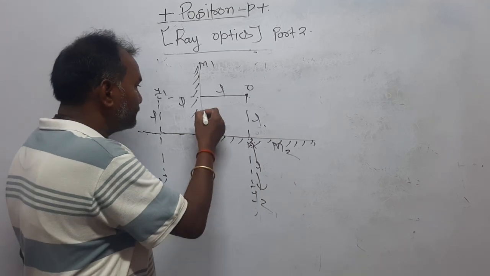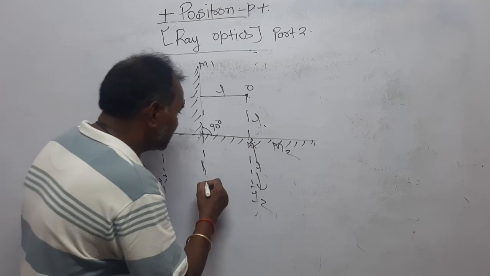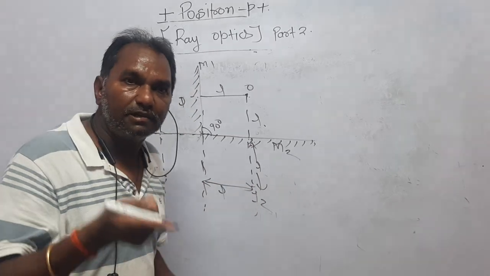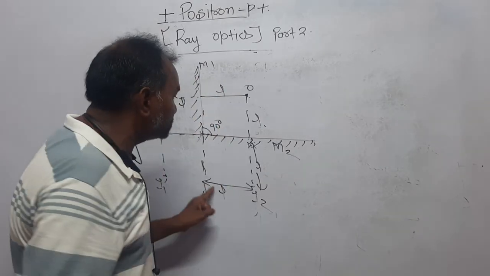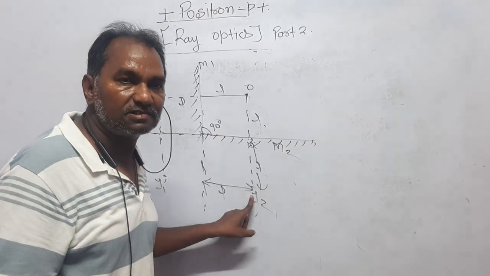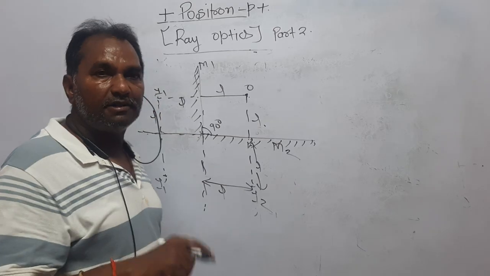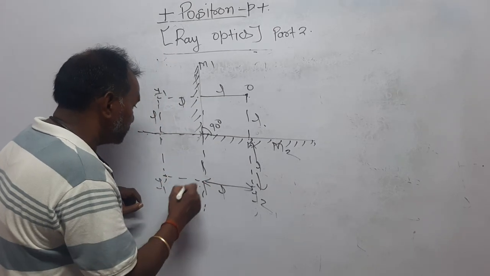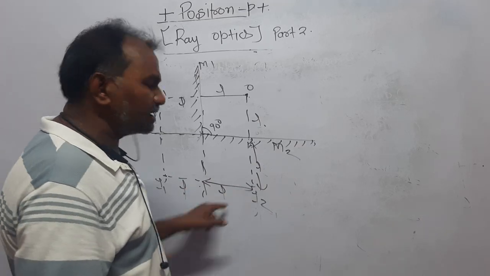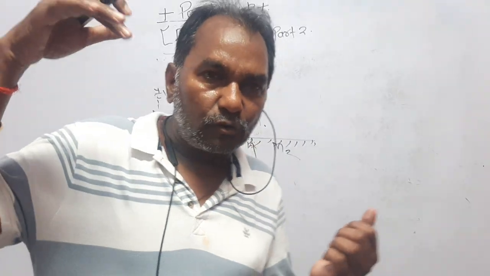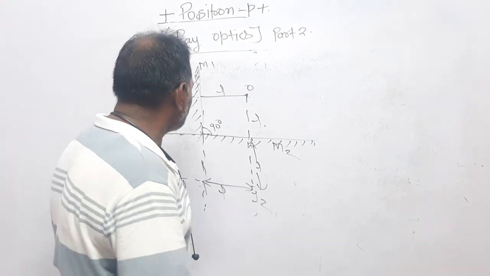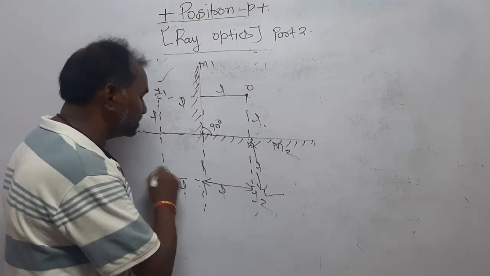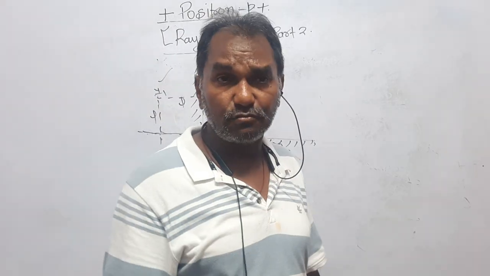Or you can say, if we extend this, then I2 is virtual and will behave like a virtual object for the mirror M1, which is L distance away. That is why the image of I2 will be created at L distance behind M1, right? So I1 dash and I2 dash are just coinciding with each other. That is why the first image is this, the second image is this, and the third image is this. So three images will be made.